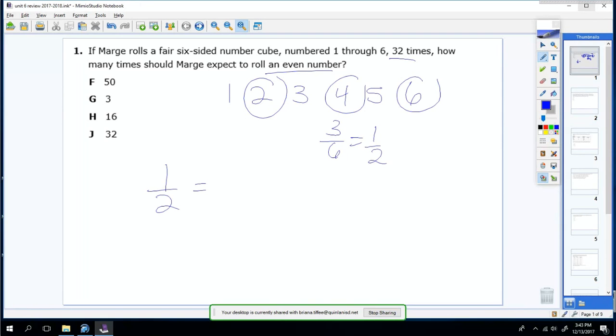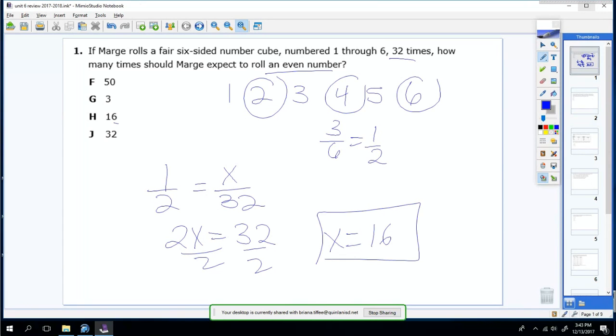So you can do 1/2 is equal to x over 32. So you cross multiply, you get 2x is equal to 32. Divide by 2, x is equal to 16. The answer is H.